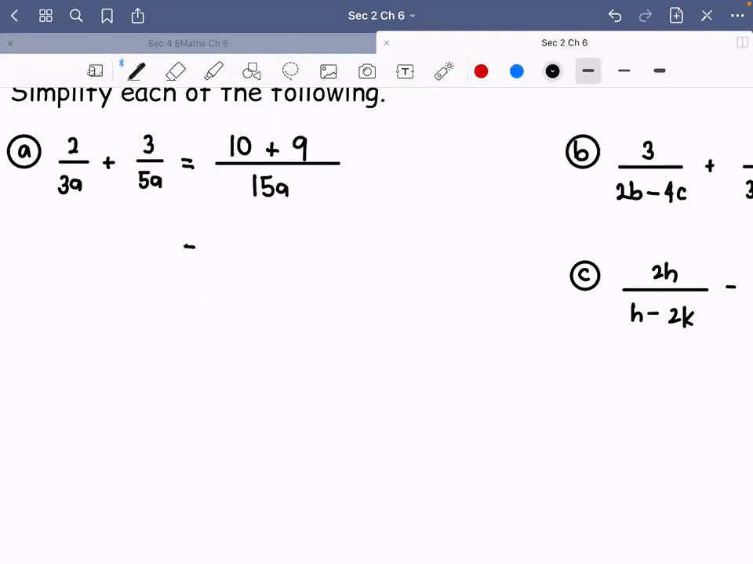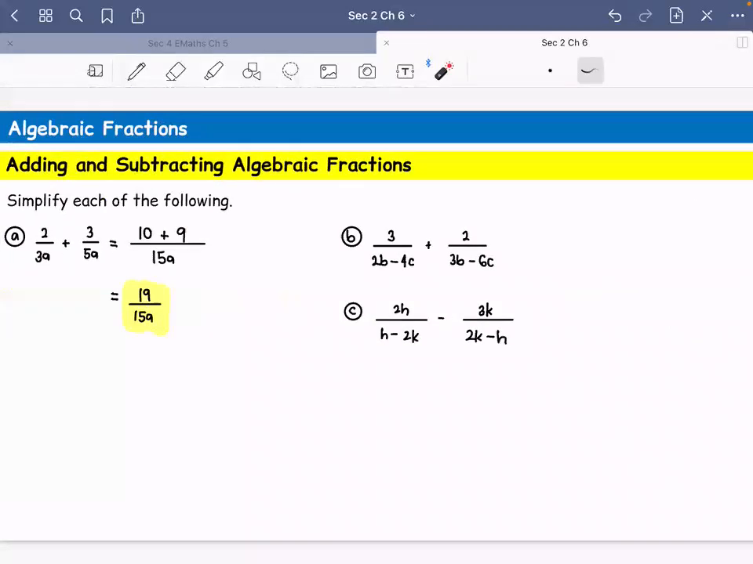So therefore, your answer here is simply 19 over 15A. So that's it. Do you have any question, class, for letter A? No question for letter A. Take note that 15A is the LCM between 3A and 5A. Okay, so let's have letter B.